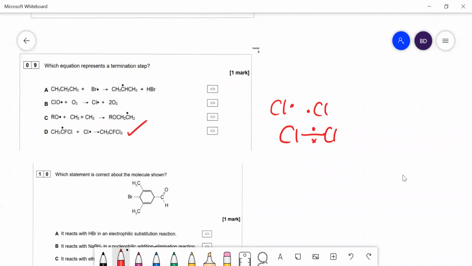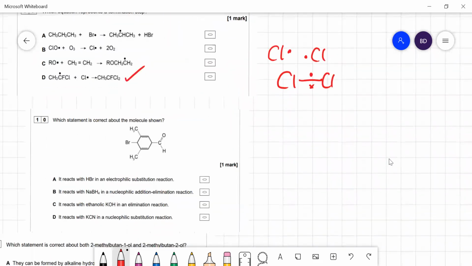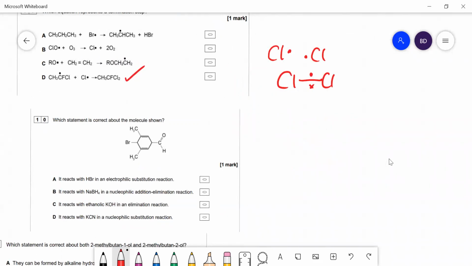Okay, which statement is correct about the molecule shown? So we've got not a benzene ring, we've got an aldehyde group and so on. Which is correct? It reacts with HBr in an electrophilic addition, that would be, wouldn't it? That's wrong. It reacts with NaBH4 in a nucleophilic reaction, right, it will react with that, H minus from the hydride, but it's not nucleophilic addition-elimination, it's just nucleophilic addition, it's not that.